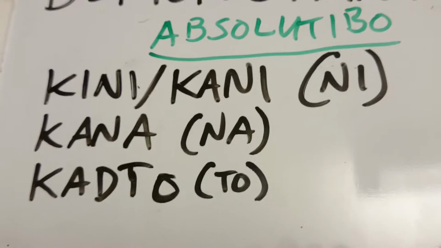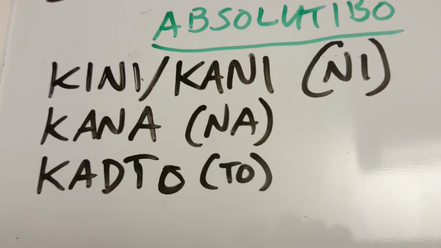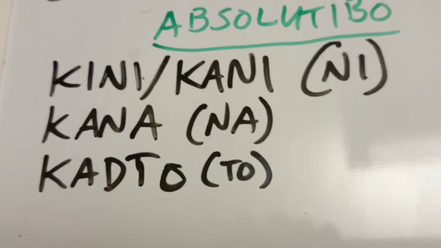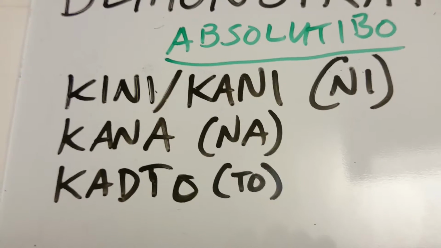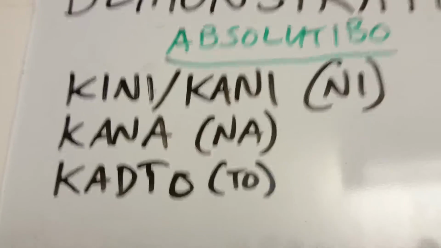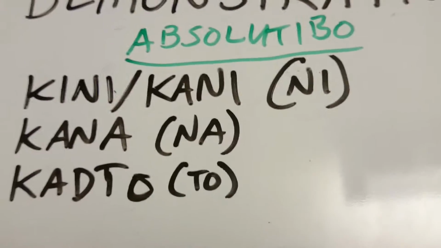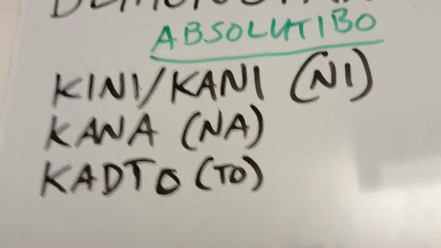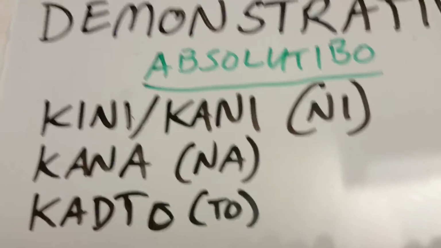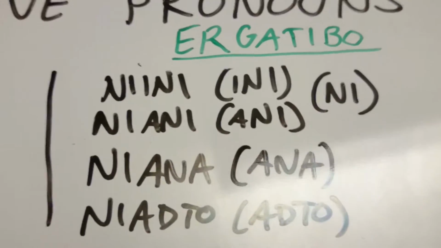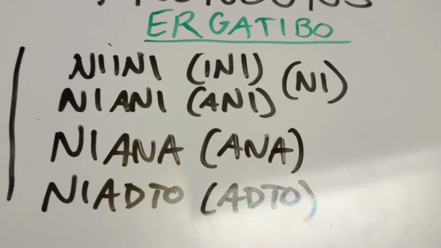And then kadto means that, but it's like that meaning far from both the speaker and the listener. It could be like miles away, meters away, whatever. It's far away from both of you. So kani, kana, kadto, right? And then I put the shortened forms there of ni, na, and to. But again, you can't use that at the beginning of a sentence. So those are those. And for this case, we have niini, right, or niani.